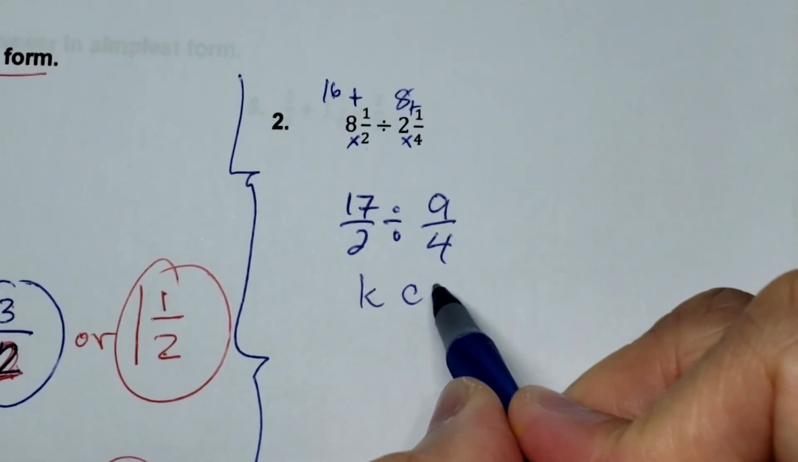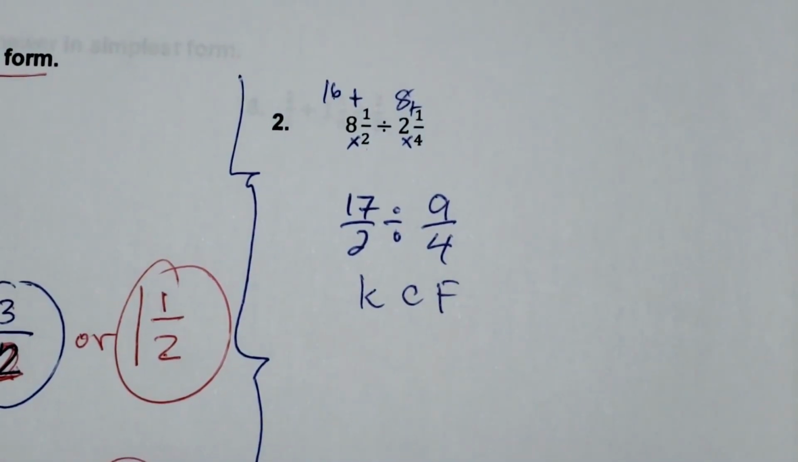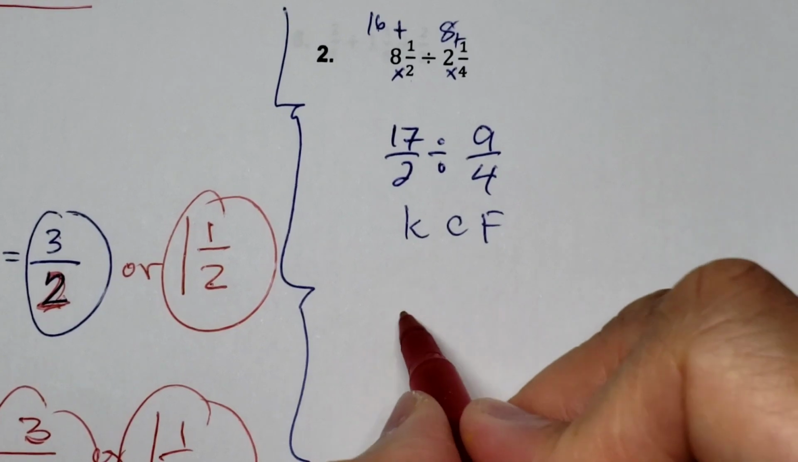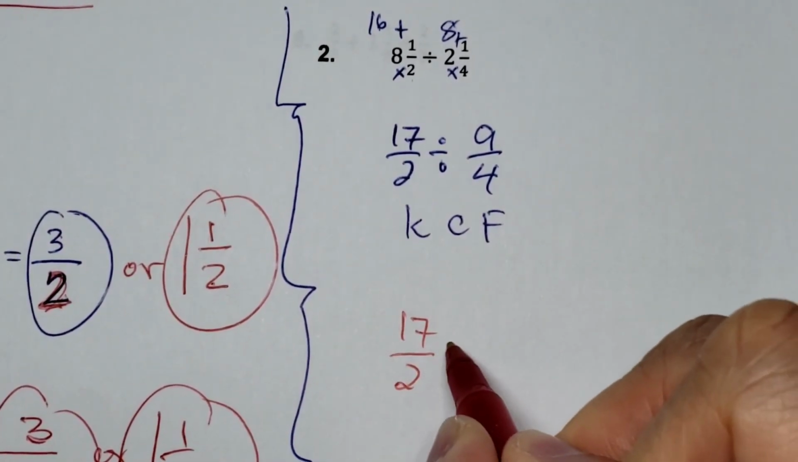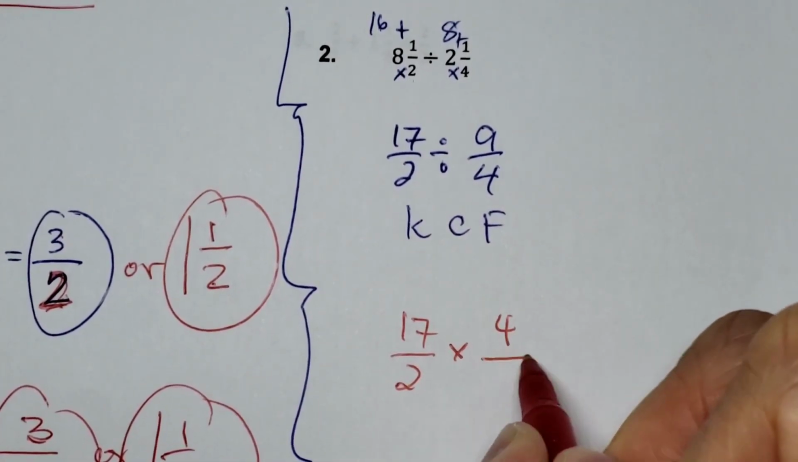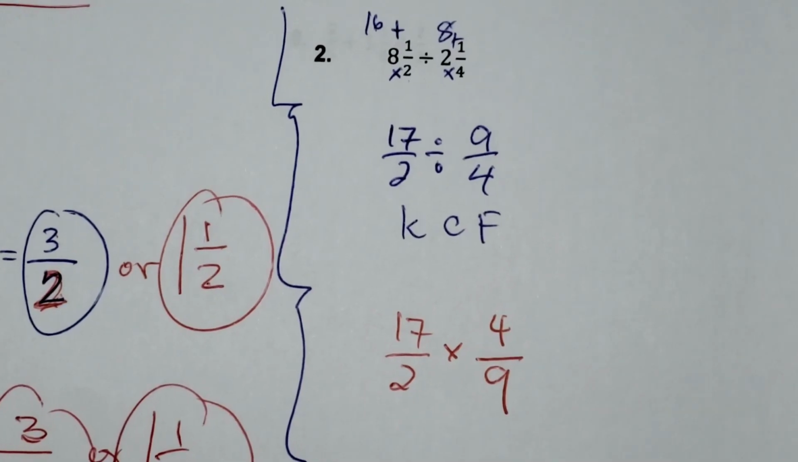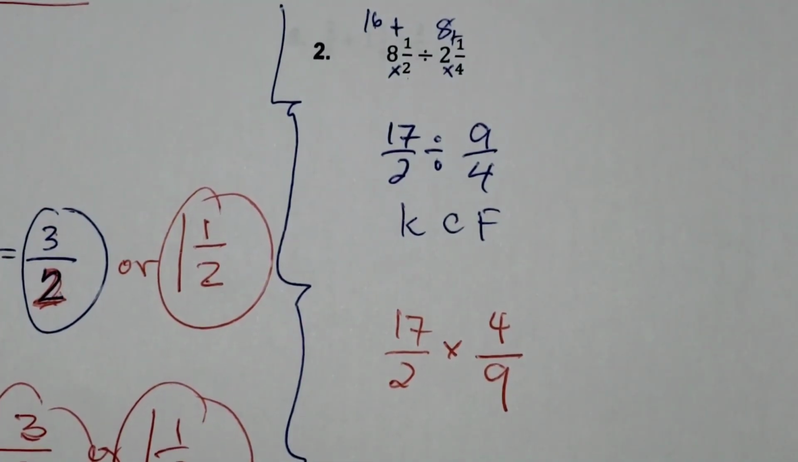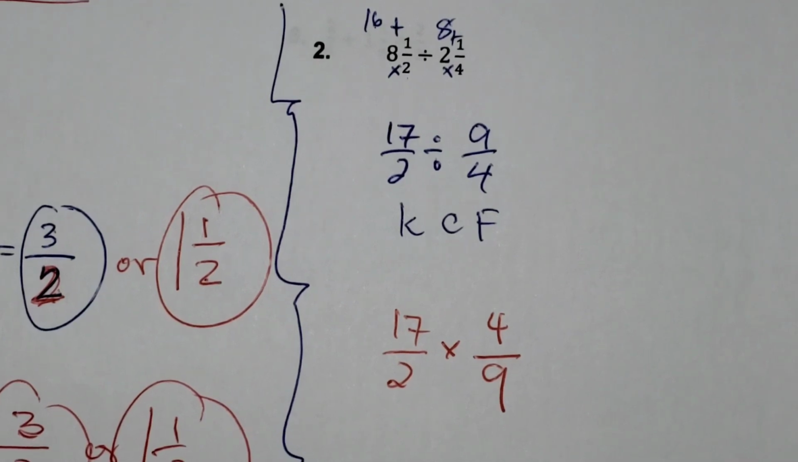Now we keep, change, flip. So that should give us 17 over 2 times 4 over 9. So let's check this out.